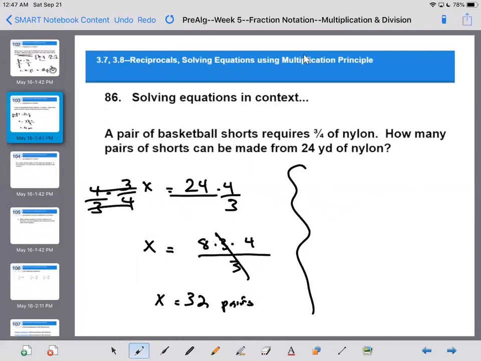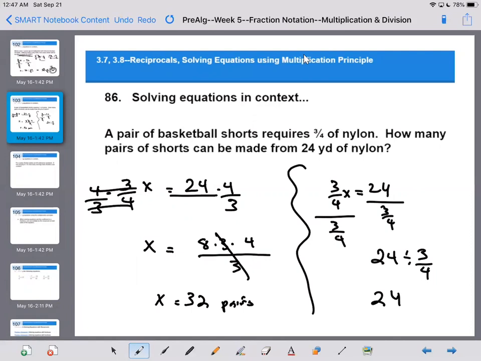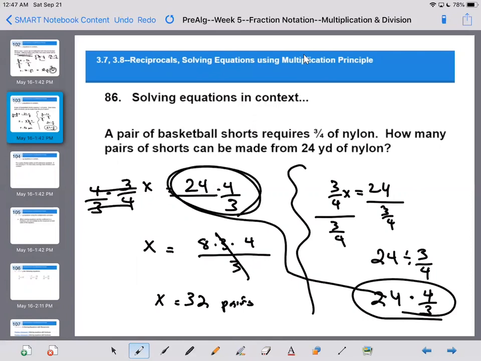Another way to look at that problem is 3/4 x is equal to 24. If you wanted to divide by 3/4 on both sides, now you would have 24 divided by 3/4, which is the same as 24 multiplied by 4/3, which is what we had over here.